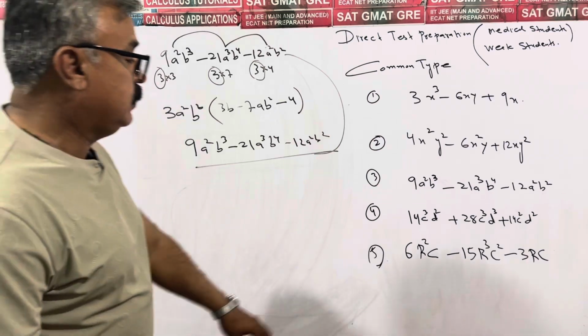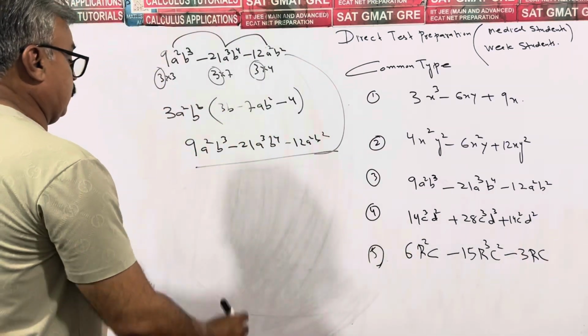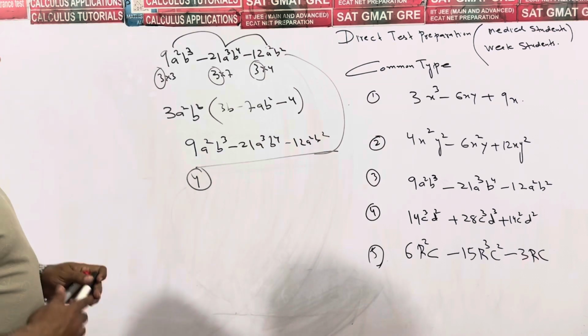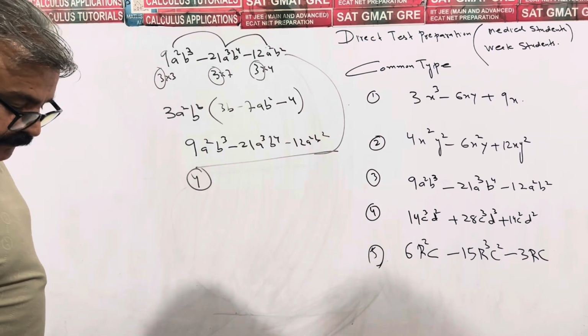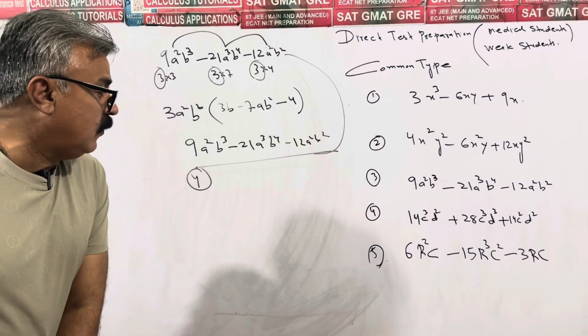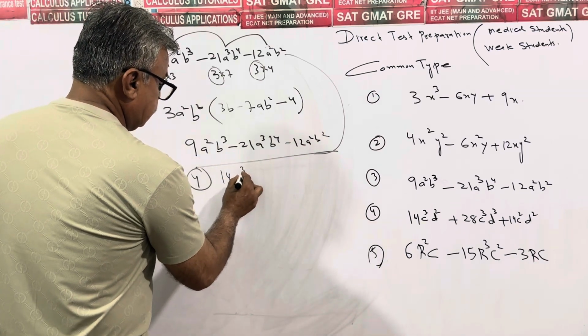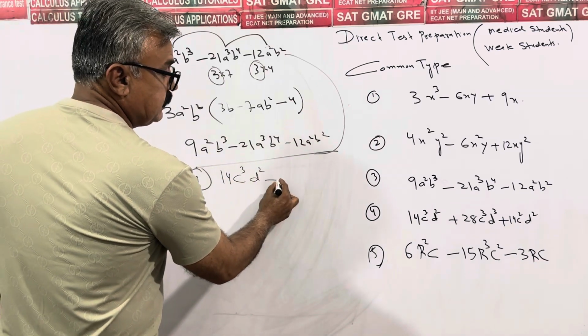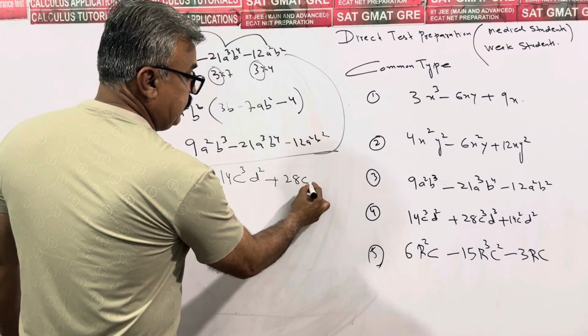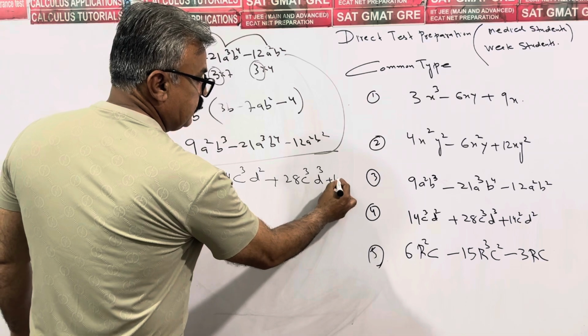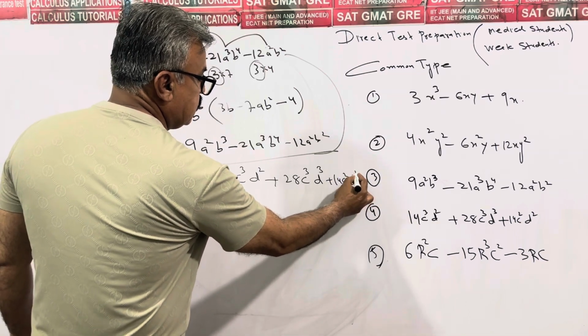Okay, cool. Question number 14. Oh, sorry, 4. Let me change the marker. 4. 14 c cube d square plus 28 c cube d cube plus 14 c square d square.